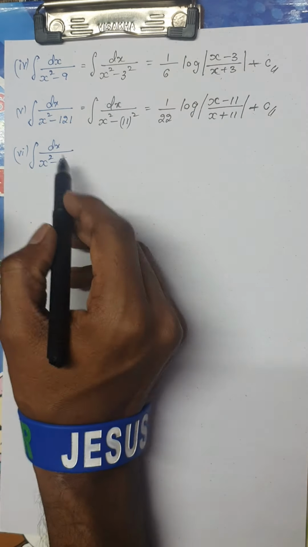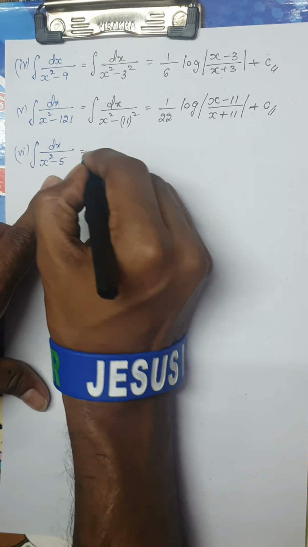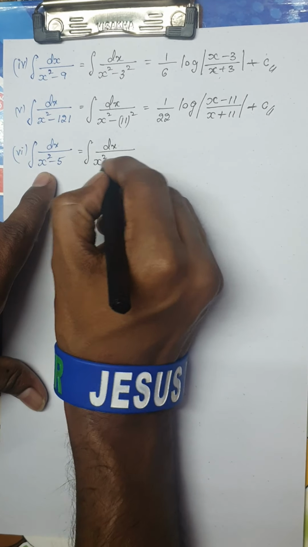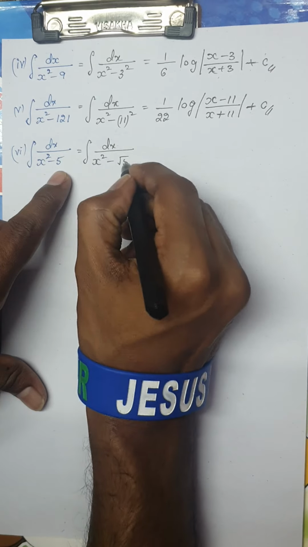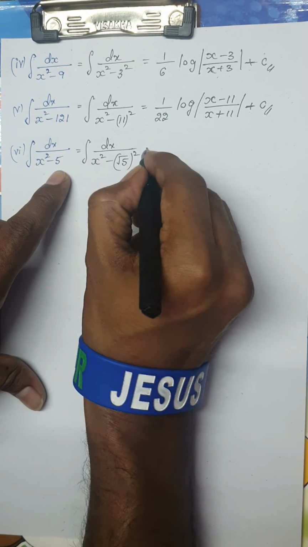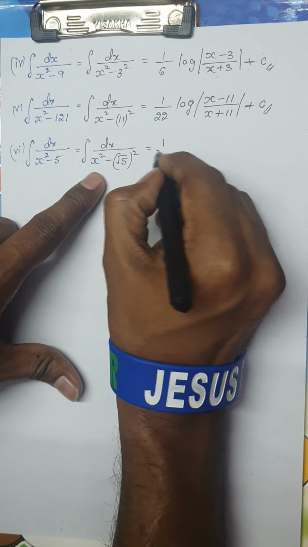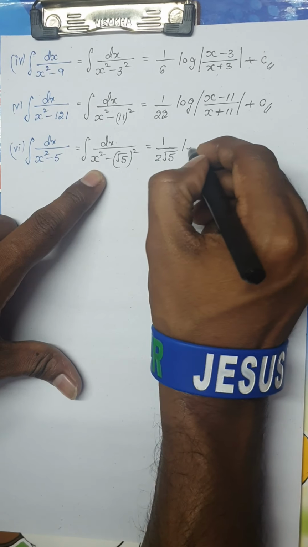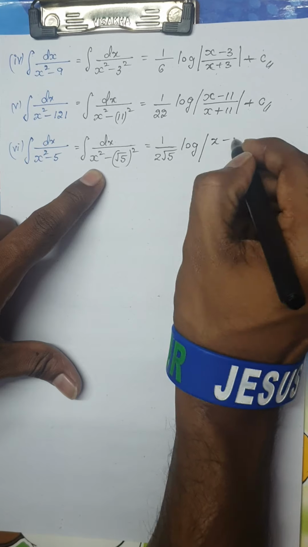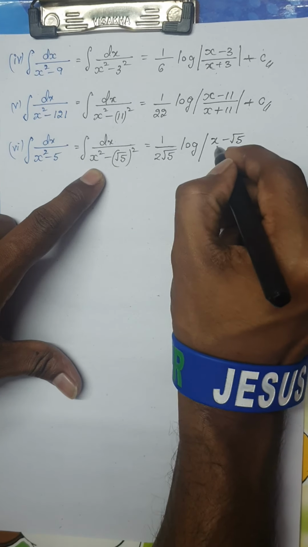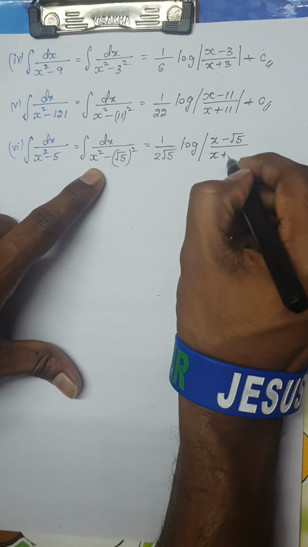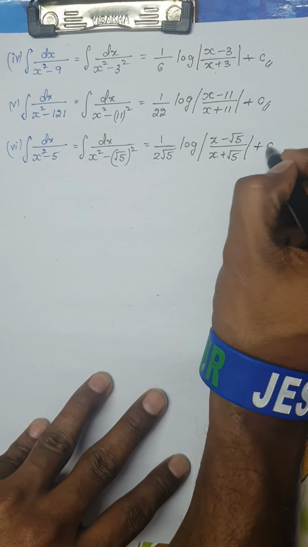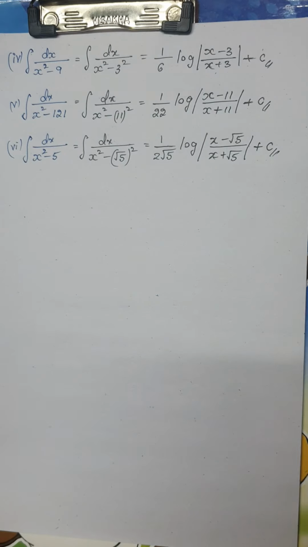If they give you a number which is not a perfect square, as we all know, we can rewrite this x square minus 5 as x square minus root 5 square. So now using the rule, I'll write it as 1 divided by 2a, that means 1 divided by 2 root 5, into log of mod of (x minus a) divided by (x plus a), that is x minus root 5 divided by x plus root 5 with the modulus, plus c, which is the constant of integration.